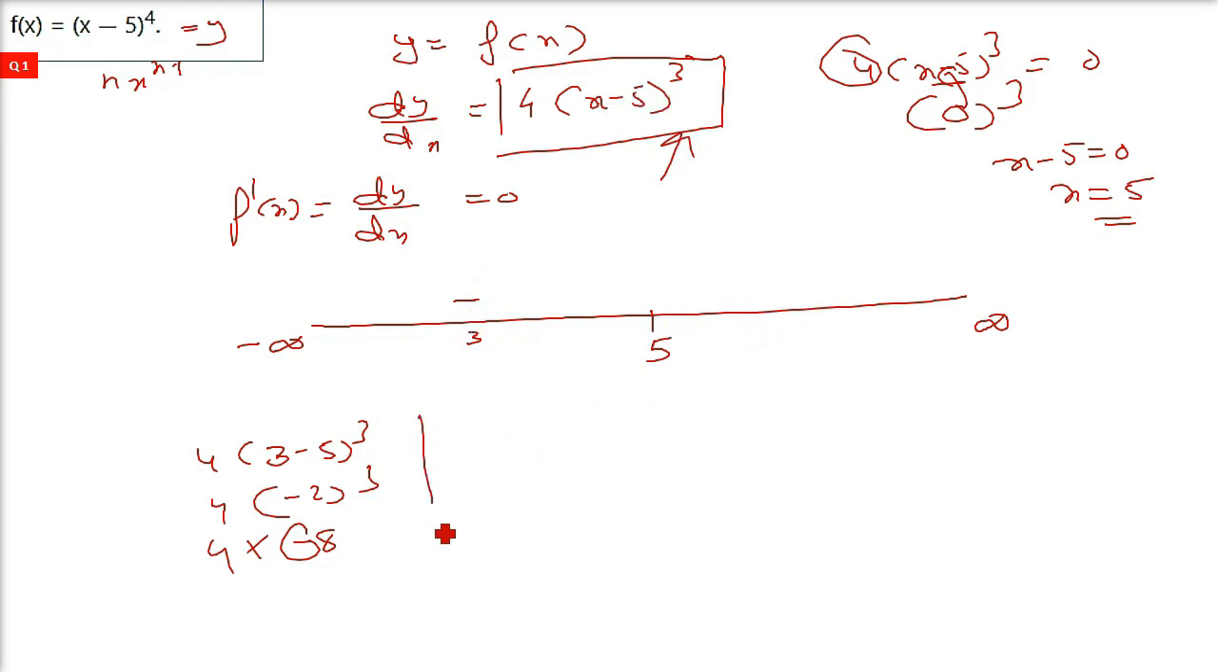Then any value which is higher than 5. I am now taking a value which is higher than 5. Let us take 7. 4 into (7 minus 5) whole cube. Now it is very evident that it is 4 into 2 cube. And this, don't worry about the number, just worry about the sign. So you got positive here.